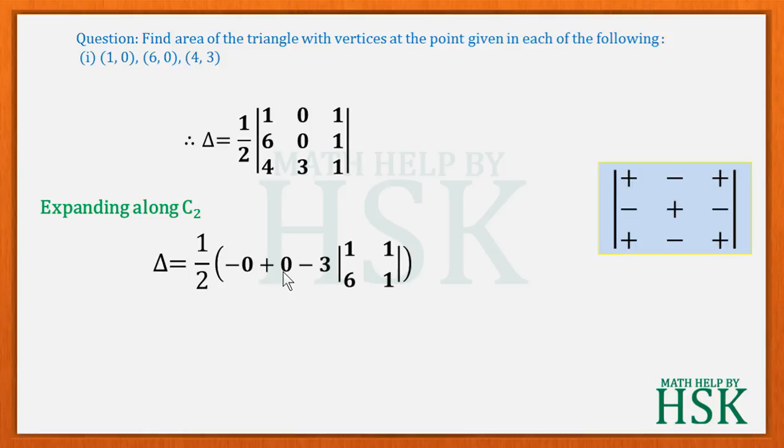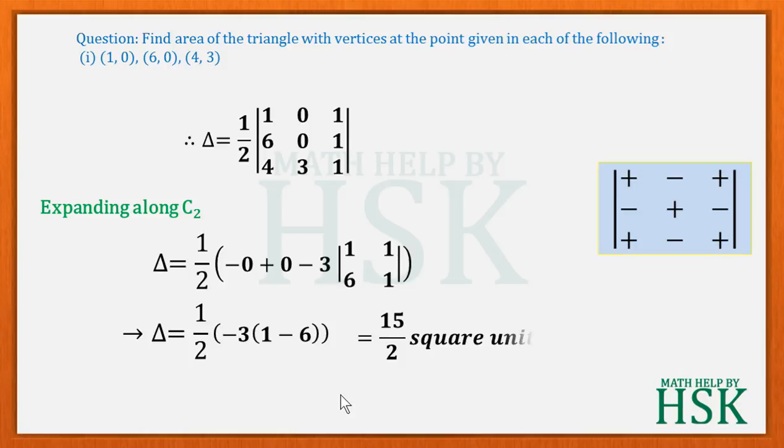These two terms are nothing. So we get the value as equal to 1 by 2 times minus 3 into (1 minus 6). Minus 5 into minus 3 would be equal to 15. That is 15 upon 2 square units. So this is the answer to part 1.